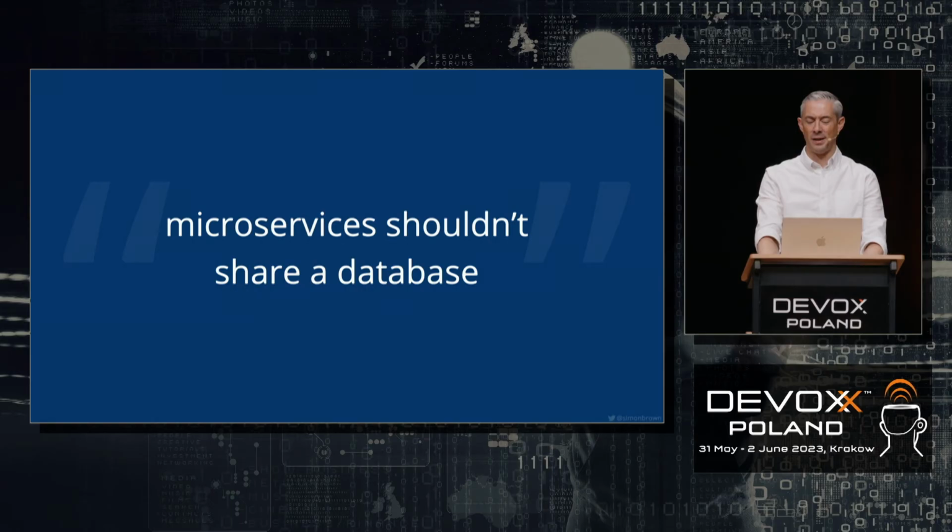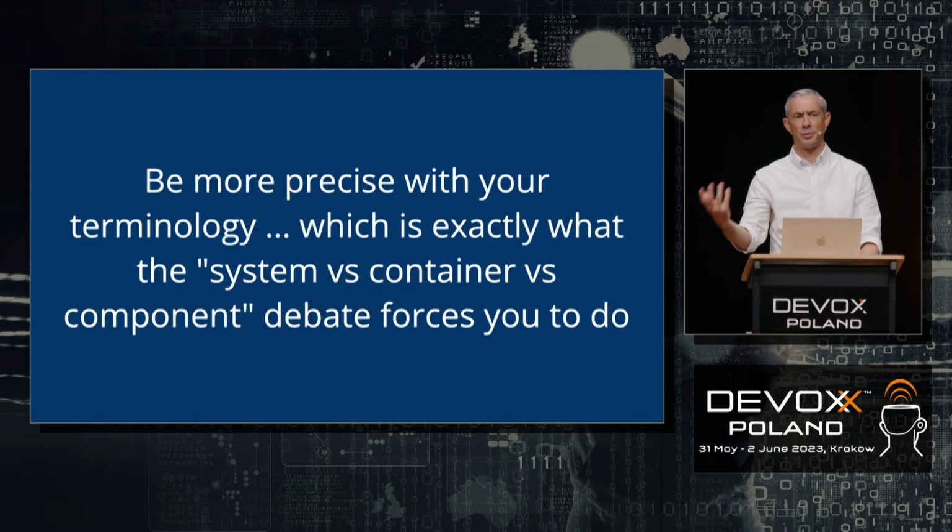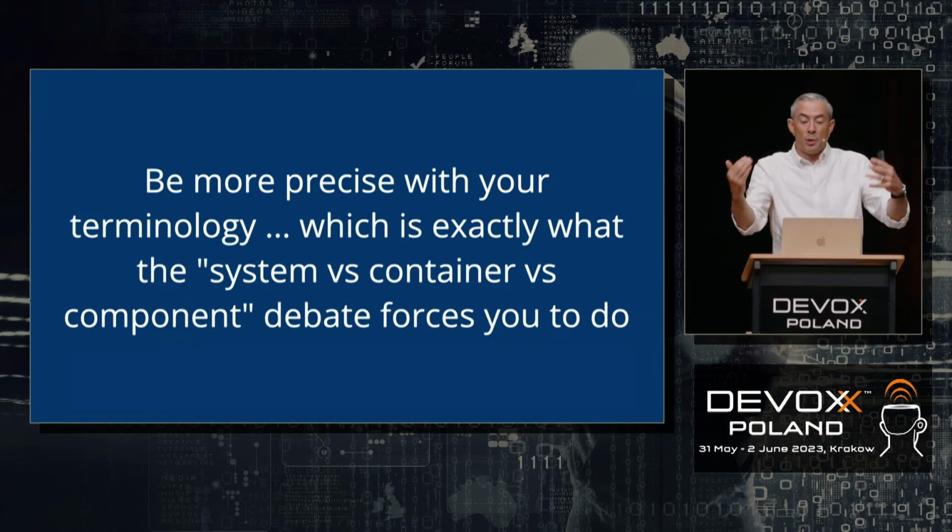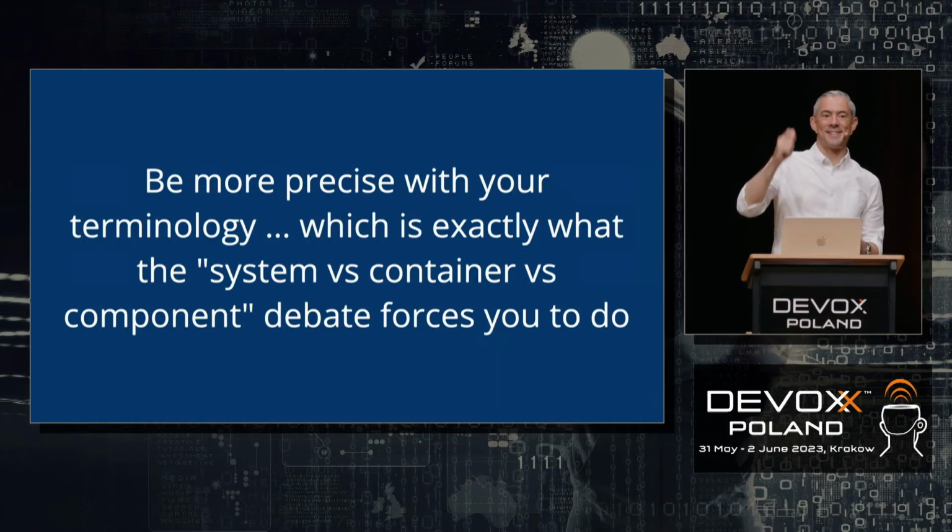You often hear teams say, microservices should not share a database. Does that mean that they shouldn't store data in the same database server? No, probably not. I think it means that microservices should not have shared database schemas. I think that's the intent here. But we're not being very precise with the terminology and the words that we're using. And for me, that's the root problem in much of the architecture diagramming stuff. We're not precise. And I encourage teams to be more precise with our terminology. And this is exactly what the system versus container versus component debate kind of forces you to do.